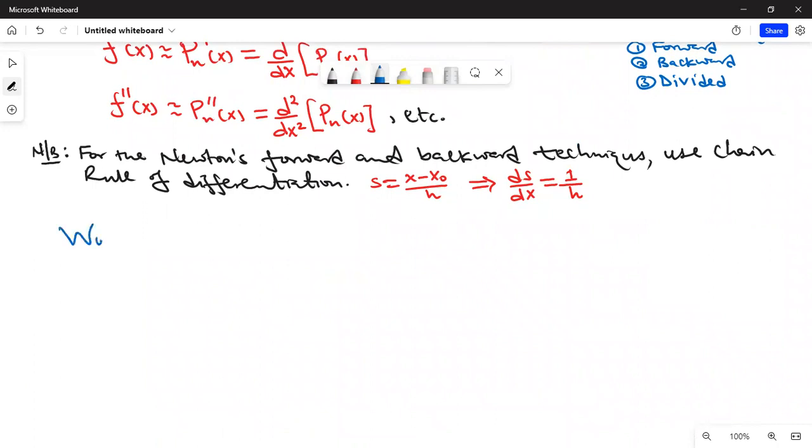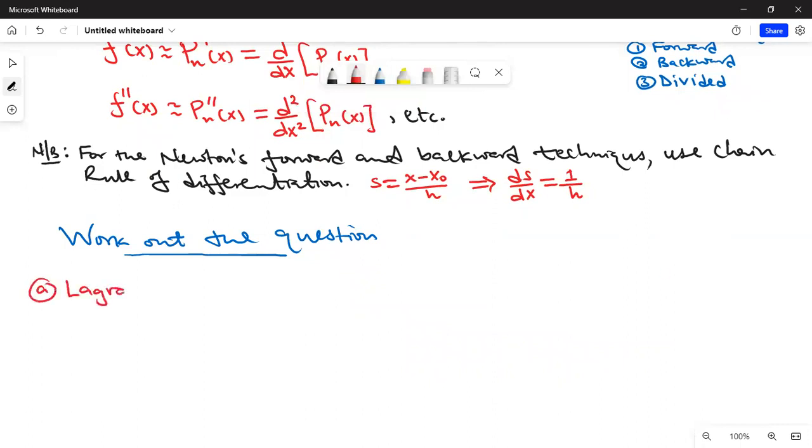So you can write here, work out the question. Part A is the Lagrange technique. What do we need? We need a polynomial to be able to fit that data. Our data has 3 data points, and 3 data points means our polynomial should be of degree 2, P2 of x. It must be of degree 2.